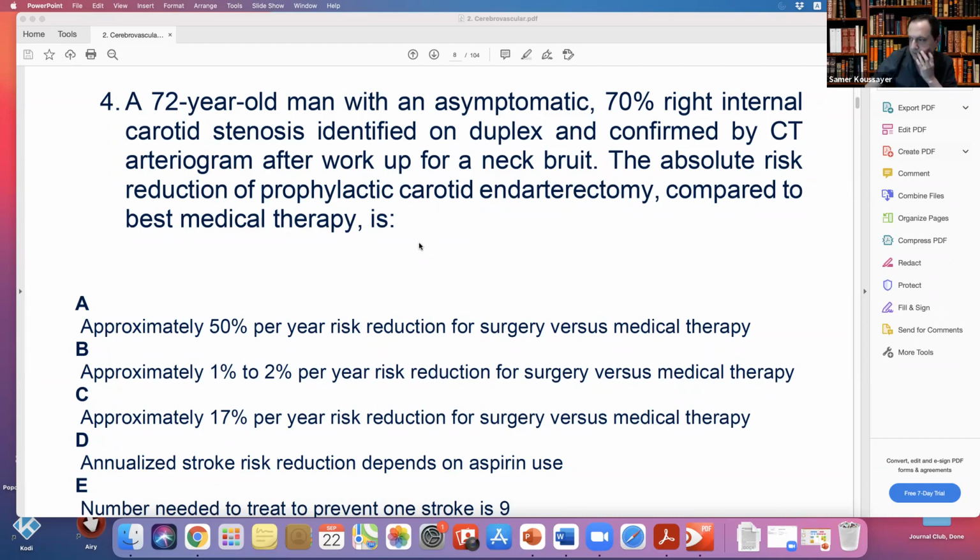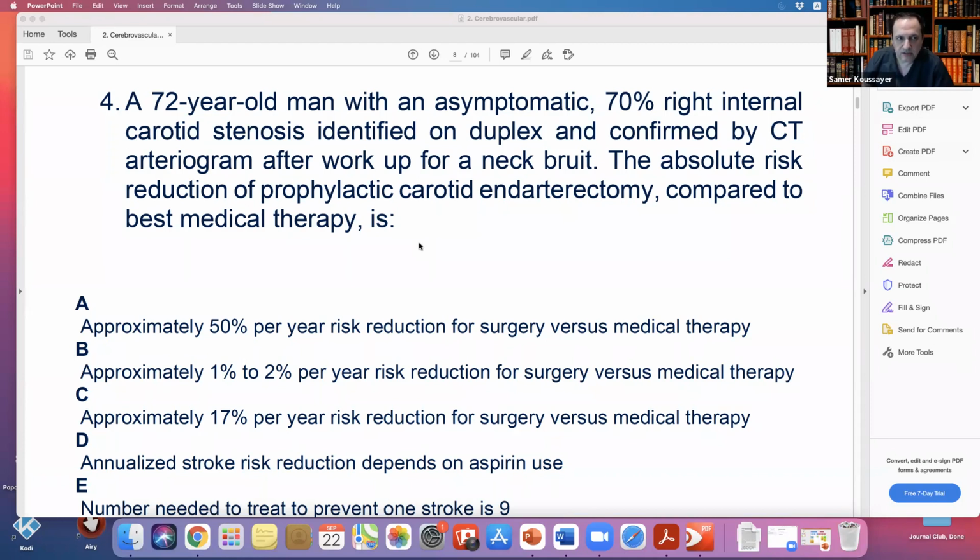A 72-year-old man with an asymptomatic 70% right internal carotid artery stenosis identified on duplex and confirmed by CT arteriogram after workup for neck bruit. The absolute risk reduction of prophylactic carotid endarterectomy compared to best medical therapy is. So we have a 72-year-old, again asymptomatic. You see all the questions are about asymptomatic, 70%, you found carotid stenosis.